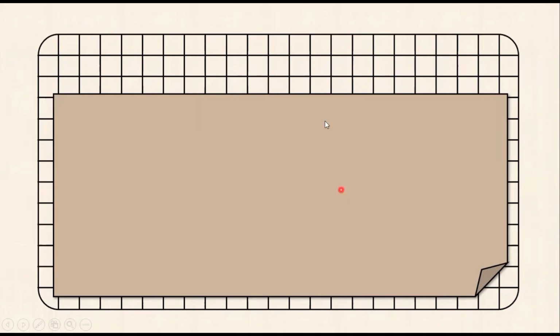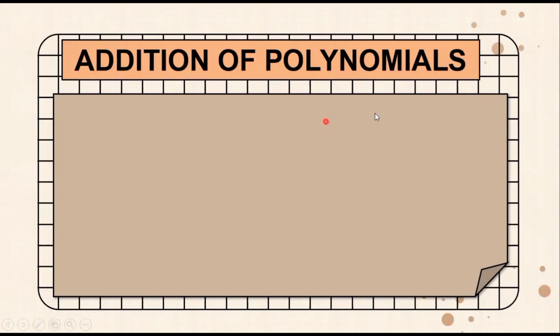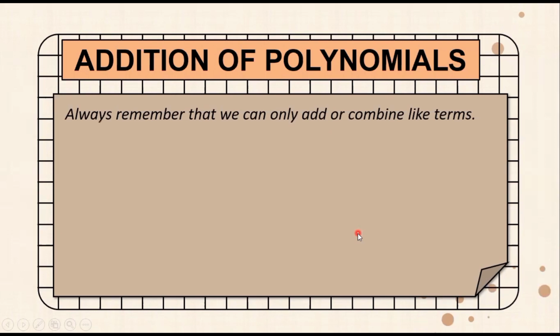Next, we now proceed with addition of polynomials. Always remember that we can only add or combine like terms. Remember, kapag mag-add kayo, hindi naman pwedeng, for example, apple plus orange is equal to apple. Hindi pwedeng ganon, okay? We cannot combine an apple to an orange, okay? So same with the process in adding polynomials, we cannot combine unlike terms. We can only combine like terms.